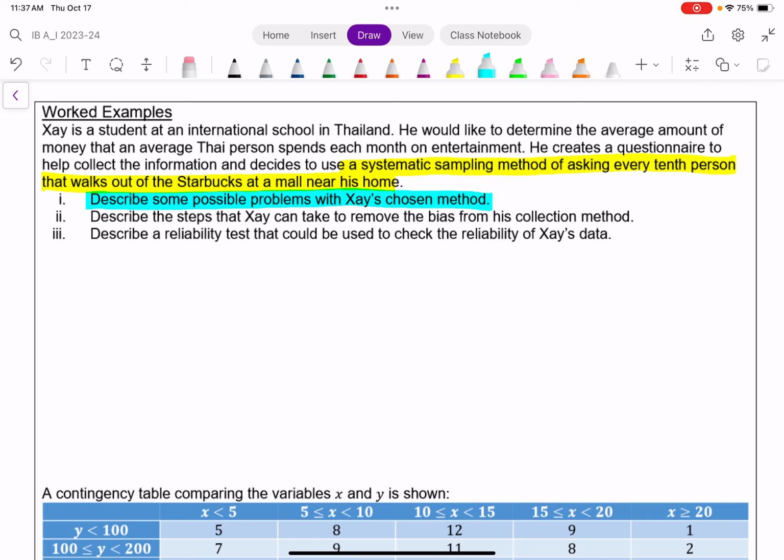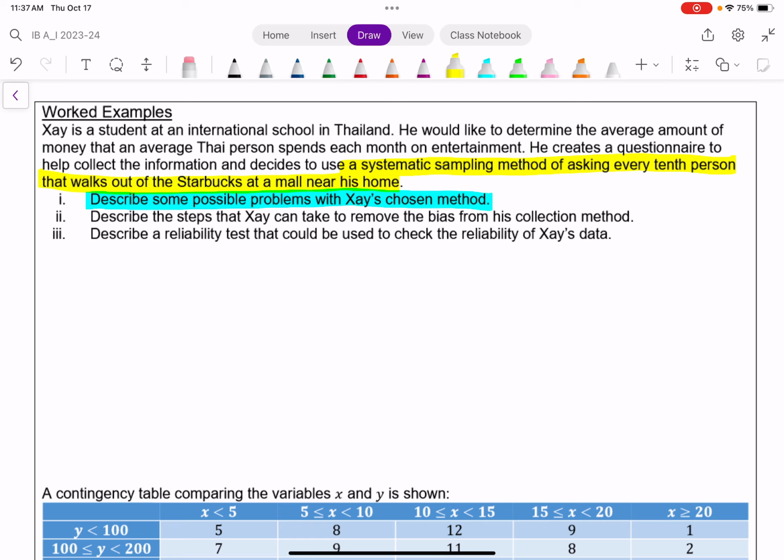It doesn't apply to the entire population of Thailand, as well as people who go near the mall near his home. Depending on where he lives and the mall near there, that alone will focus on most likely a very particular demographic of Thai people. And if we're trying to find information about the average Thai person, we want to have some sort of sampling method that represents the population as best as possible. So this is a pretty bad technique to try to find data that is valid, that is unbiased. And so those are some of the problems with this.